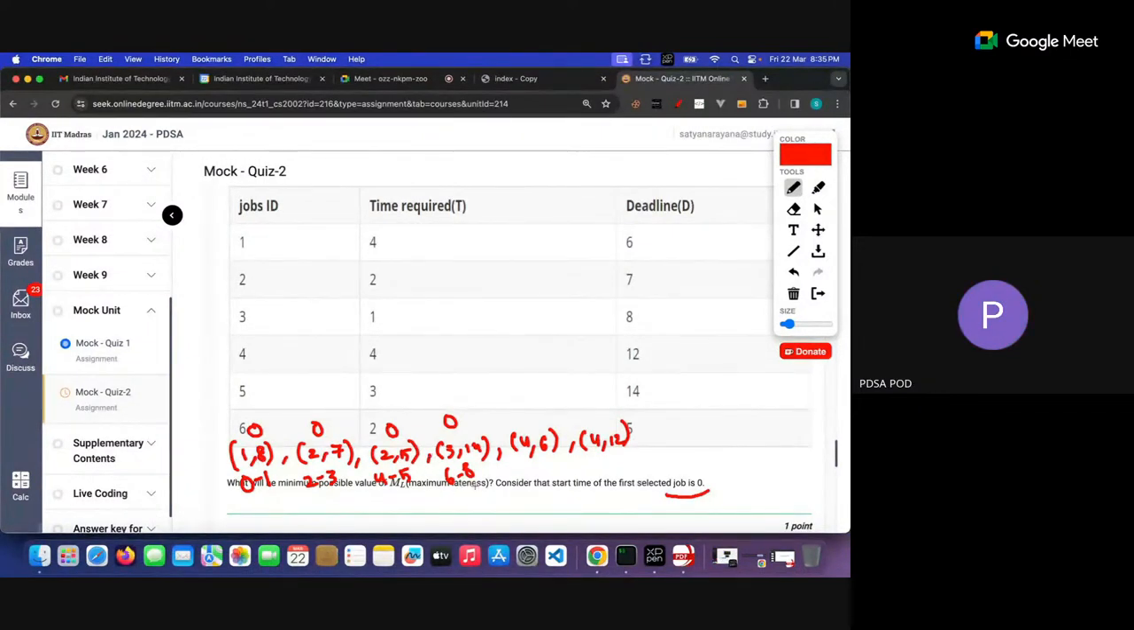So now after time 8 is over, this job is started. This job requires 4 units from 8, so 9, 10, 11, 12. Is it right? Yes. Now latencies happen, as it exceeded the deadline. What is the latency? It is the difference: 6. So 6 latency happened. Is it right? Yes.